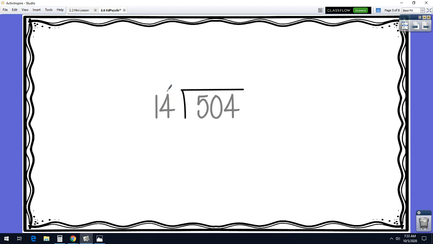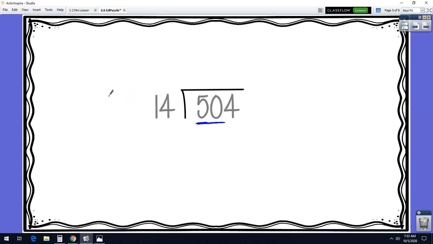So the first thing I ask myself is, if I'm going to take these 500s and break them up into 14 parts, well, is that going to be possible? Is 14 going to fit into 5? And you're probably thinking, no, 14 is not going to fit into 500s. 14 is too big. So now I'm going to take a look at my first two numbers. I can think of this as 50 tens. Would 14 fit into 50? It is going to fit into 50 because 50 is a larger amount. We can definitely fit 14 in there a few times.